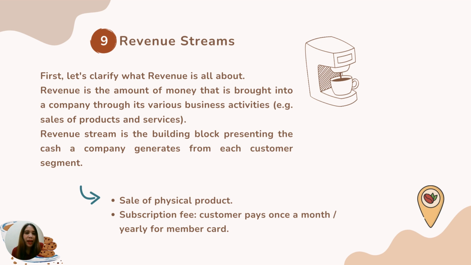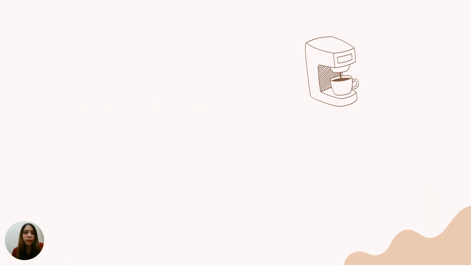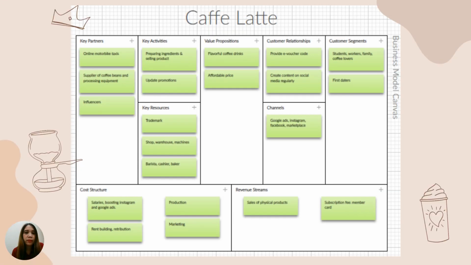Revenue stream is the building block presenting the cash a company generates from each customer segment. For example, sale of physical product and also subscription fee. It's like customer pays once a month or yearly for member card. So it is the canvas of Cafe Latte.